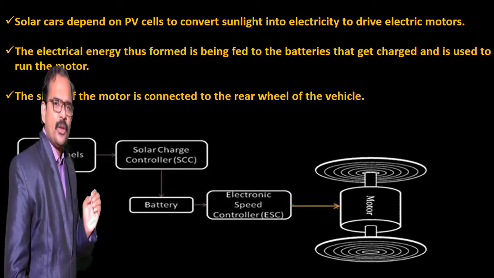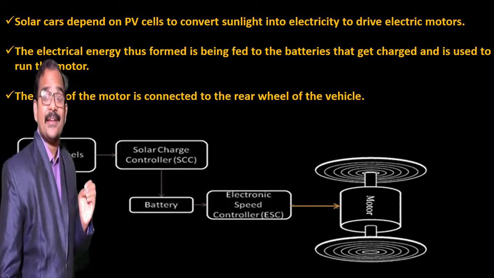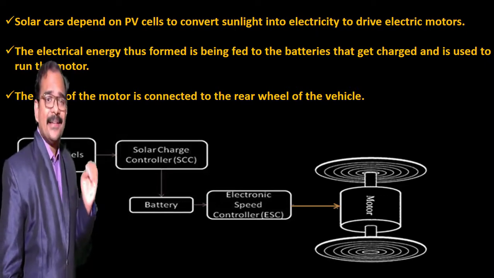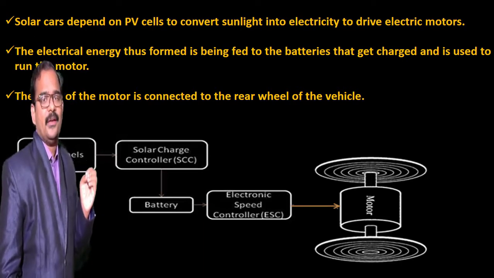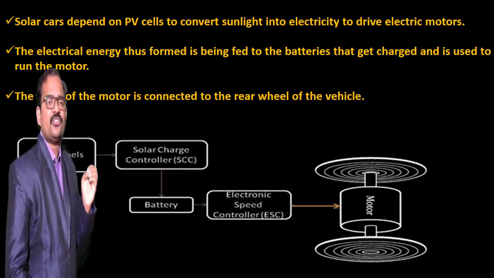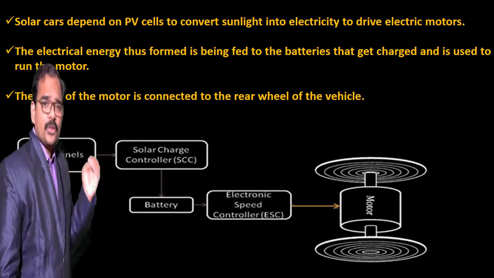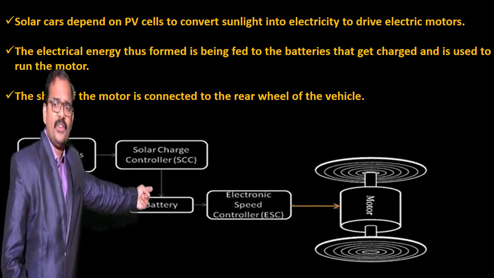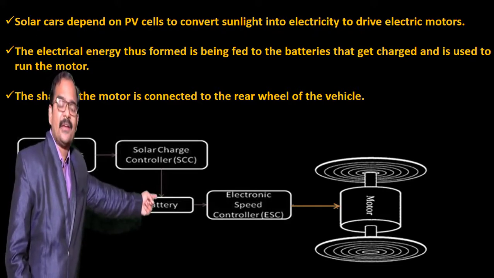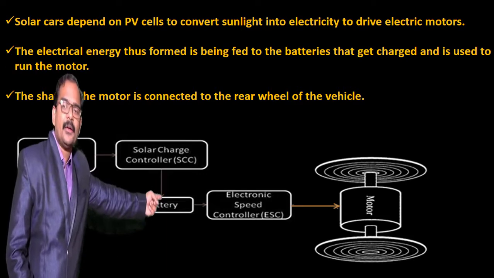Solar car depends on PV cells to convert sunlight into electricity to drive electrical motors. The electrical energy is fed to the batteries via the charge controller, and this charge controller will prevent the undercharging and overcharging of the batteries. And the shaft of the motor is connected to the rear wheel of the vehicle. As you can see, the shaft is connected to the rear wheels, that is the back wheels of the car, where the motor is provided in between the rear wheels.